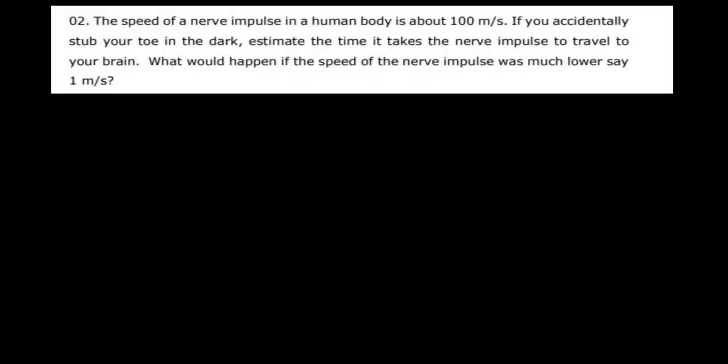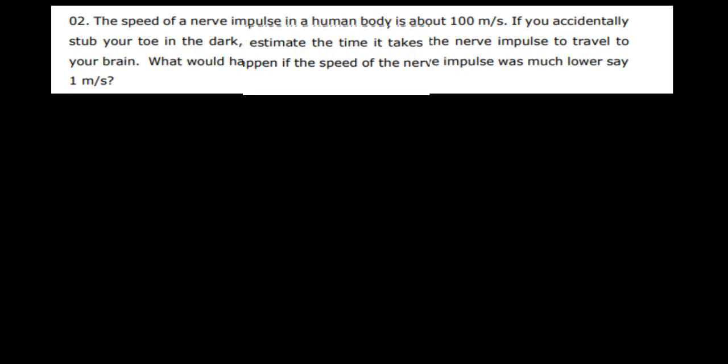Okay, let's go to question number 2. Question number 2 is saying the speed of a nerve impulse in a human body is about 100 meters per second. Okay, if you accidentally stab your toe in the dark, estimate the time it takes the nerve impulse to travel to your brain. What would happen if the speed of the nerve impulse was much lower, say 1 meter per second?